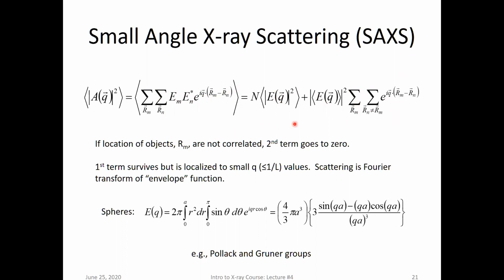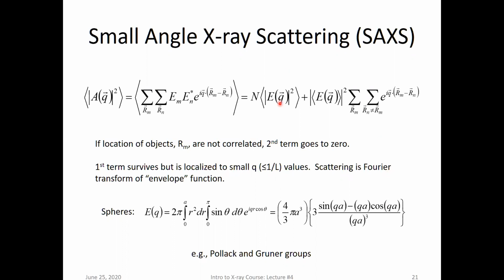And so the reason this is important is if the locations of my objects are not correlated, this term goes to zero. So what I need to think about here is if I have, in a solution, a whole bunch of, say, identical objects suspended in a solution, and the locations of those objects are completely random. And so my correlation term will go to zero, and only the original term goes forward. In that limit, my scattering basically comes to n times the scattering of a single object. On the other hand, I can only do this at small values of q.